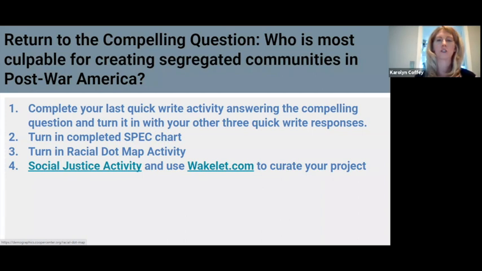I did create a culminating activity that wasn't just a typified essay project, but something that I called a social justice activity using this application Wakelet. This is a platform where students can upload videos, tweets, their own PDFs, they can upload anything. Wakelet is like a discussion board or a project board, and they can organize all of these pieces of information around a singular topic.